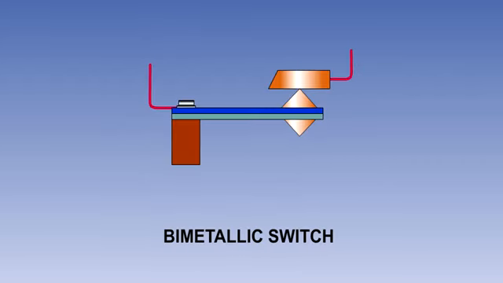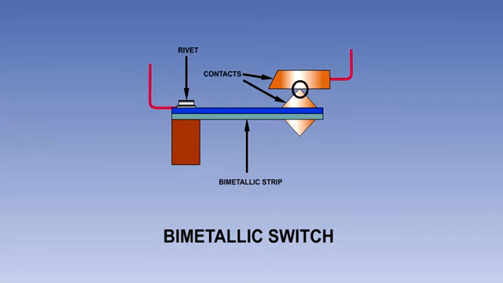Bimetallic switches are temperature-sensitive switches, which operate when a certain temperature is reached to provide an indication to the pilot or to activate or deactivate a circuit. The switch consists of a bimetallic strip made up of two strips of dissimilar metals bonded together. The strip is fixed at one end, with the other end free to move up and down. The free end has an electrical contact on it. At normal temperatures, the strip is straight. In our example shown here, when the strip is straight, its contact is touching a fixed contact.